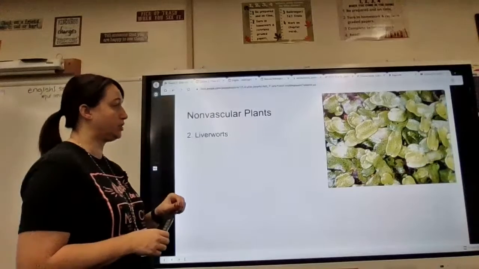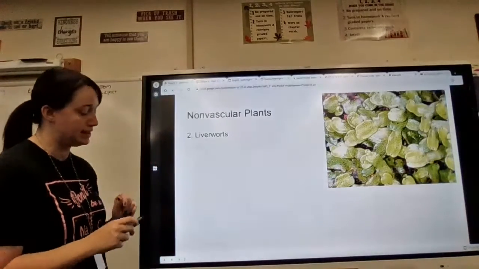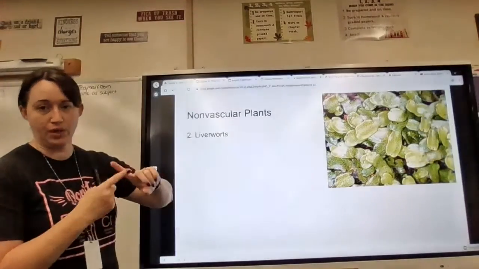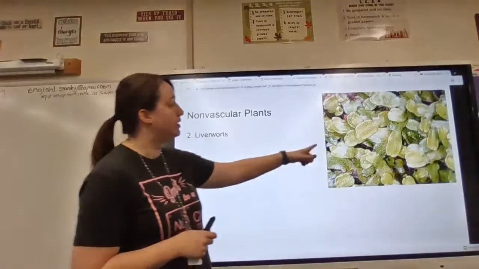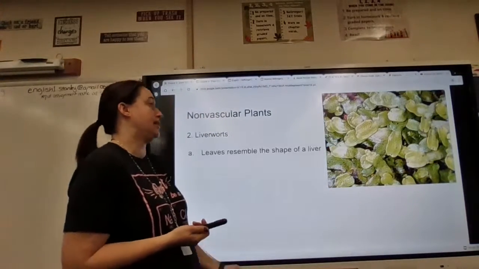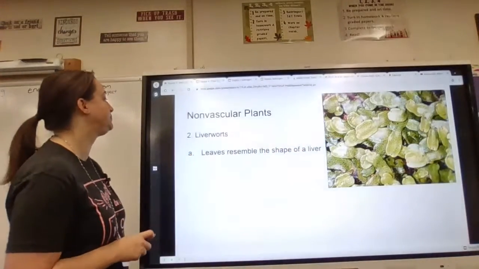Another non-vascular plant is called liverworts. And here's a picture of liverworts. Notice that is not an A. We're not talking a wart like what you might have on your finger, but the name does come from the shape of the leaf because it looks like a liver. So whoever named the plant decided we were going to call it liverworts.